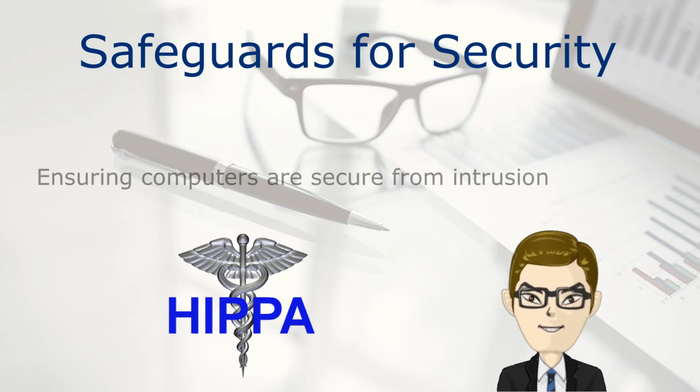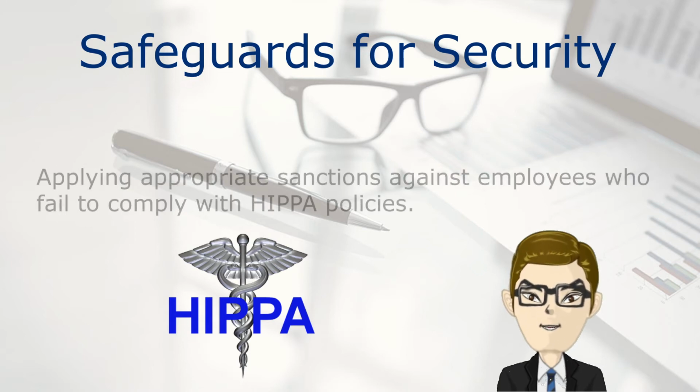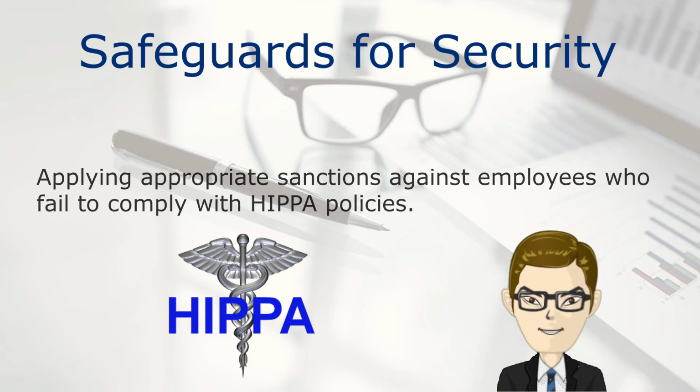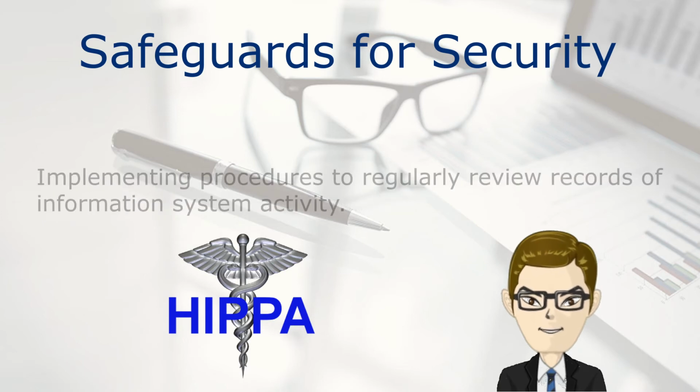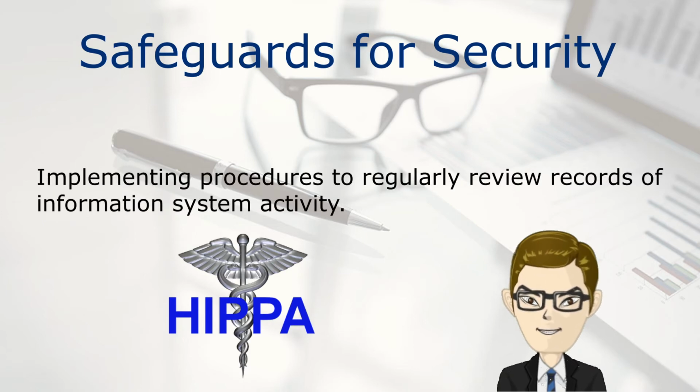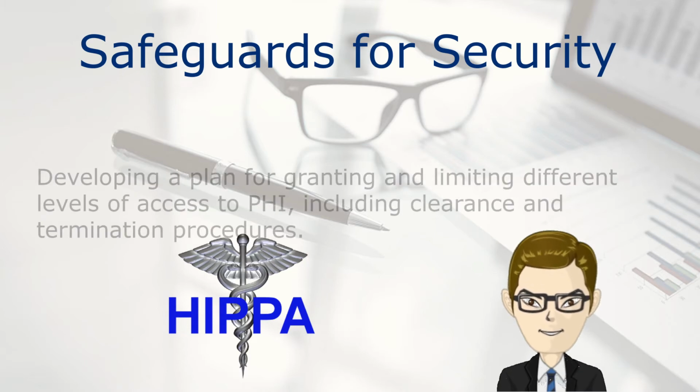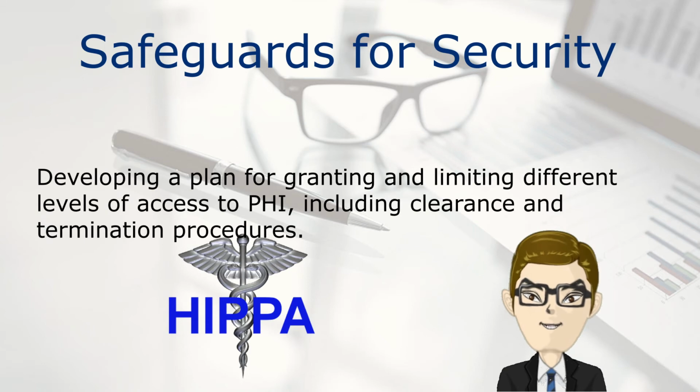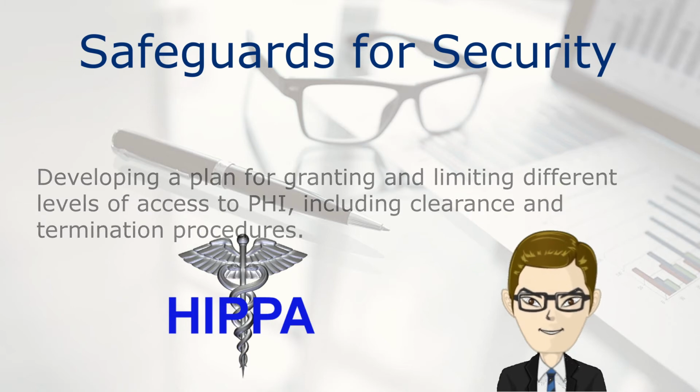2. Ensuring computers are secure from intrusion. 3. Applying appropriate sanctions against employees who fail to comply with HIPAA policies. 4. Implementing procedures to regularly review records of information system activity. 5. Developing a plan for granting and limiting different levels of access to PHI, including clearance and termination procedures. This includes security checks and special training for all employees with access to sensitive information.